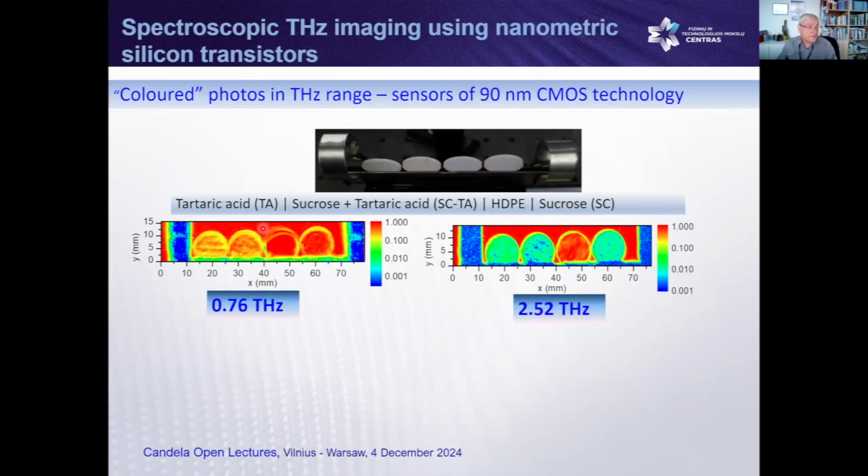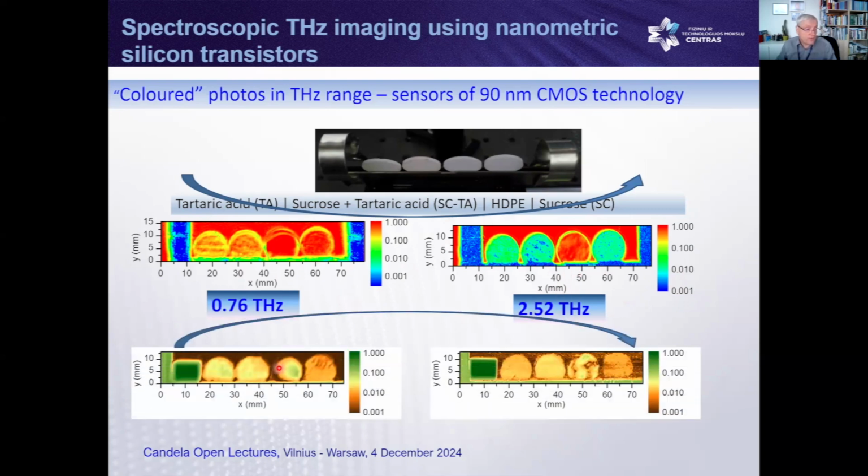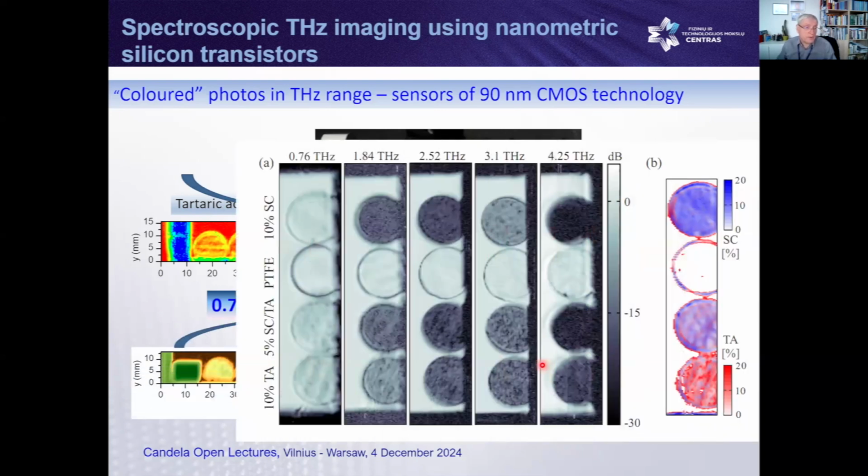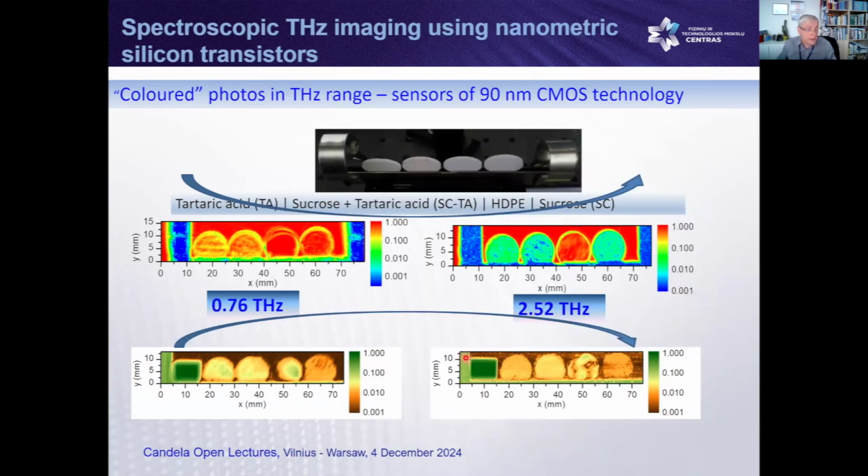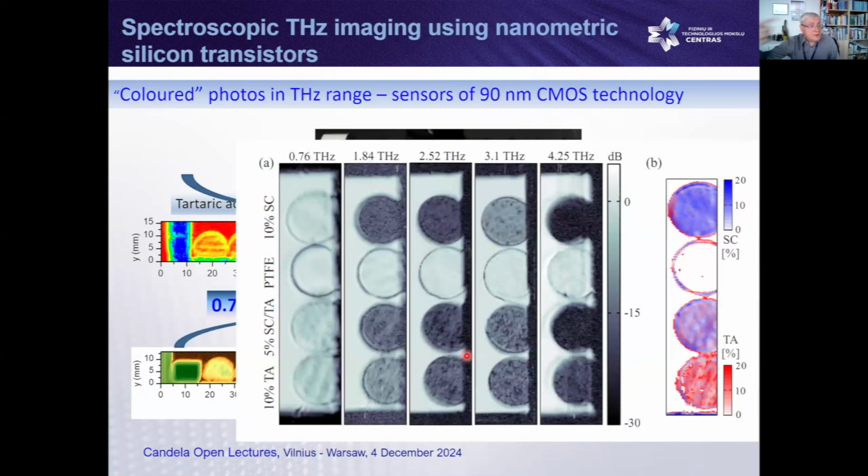For comparison, we have a recording at 0.7 terahertz and 2.5 terahertz. You see the shadows are different. Still, here is the reference, it still remains here. And if we try to go to reflection mode, it becomes a little complicated. But if we use these colored photos in terahertz using CMOS technology, you see it's an extended scale.